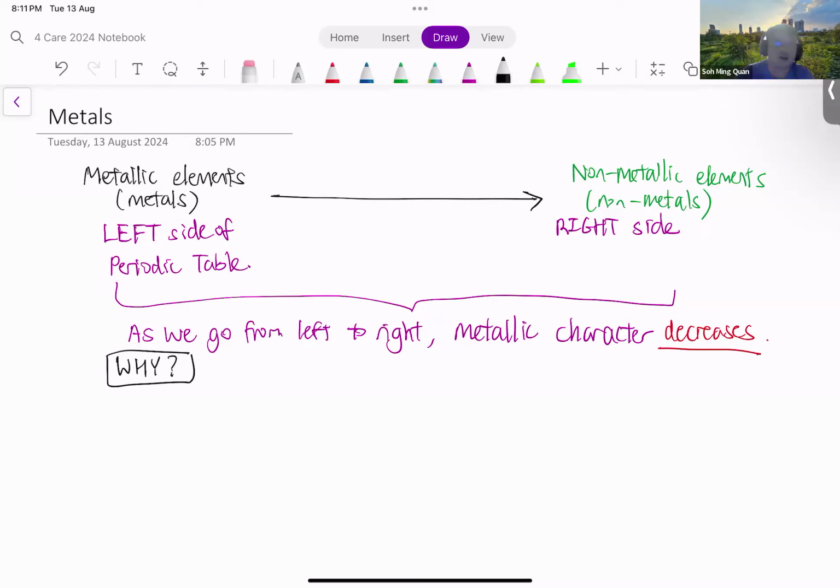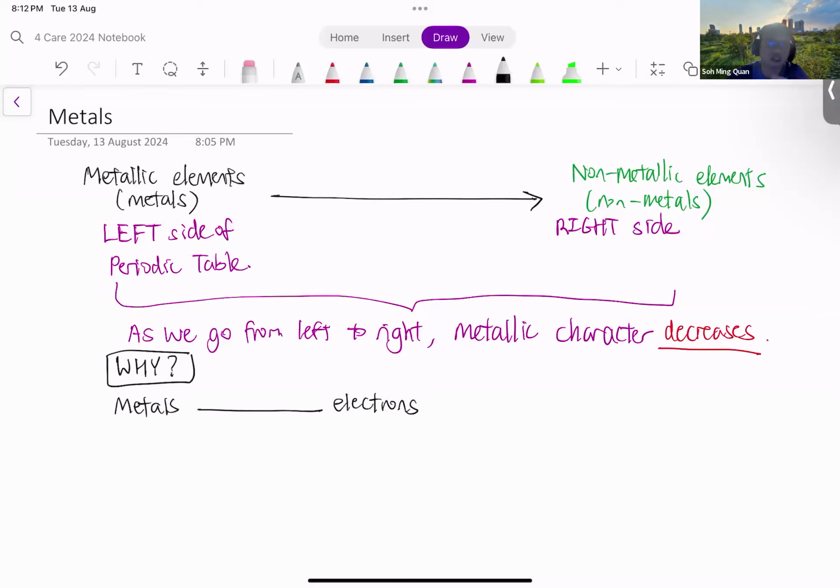The root cause why metallic character will decrease has to do with electrons. Remember that every single time we talk about chemistry, it's very often about electrons. Where are they located? Are they lost? Are they gained? Are they shared? Okay, so your answer, your explanation has to have electrons inside it. So now that you know that you need to explain in terms of electrons, let's think. Metals, what do they do with the electrons?